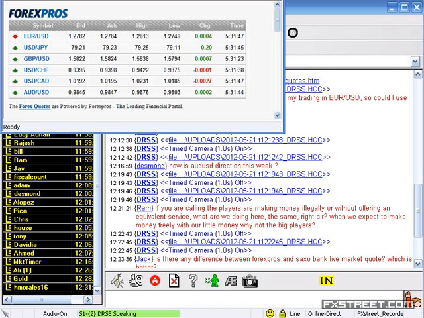How is the Australian dollar direction this week? The Australian dollar is expected to go up this week and next week as well. That is based on my forecast. It can also go wrong.